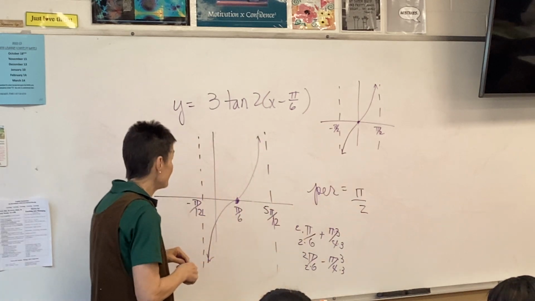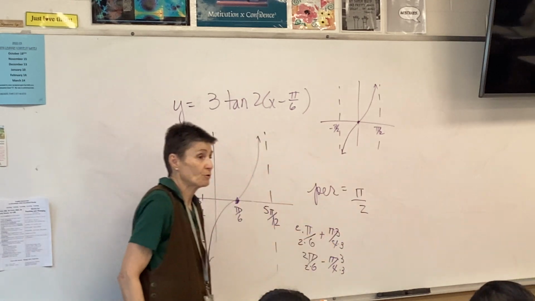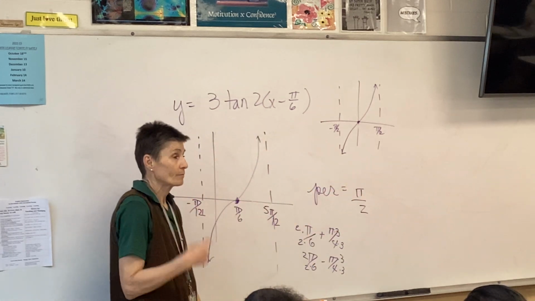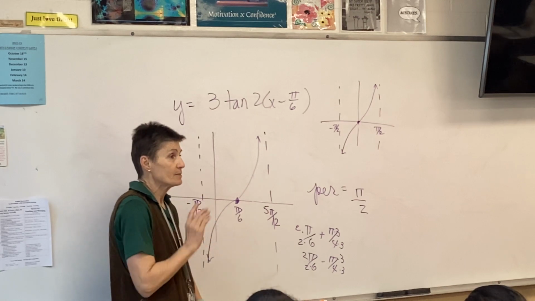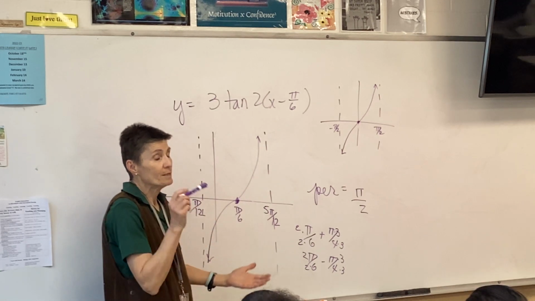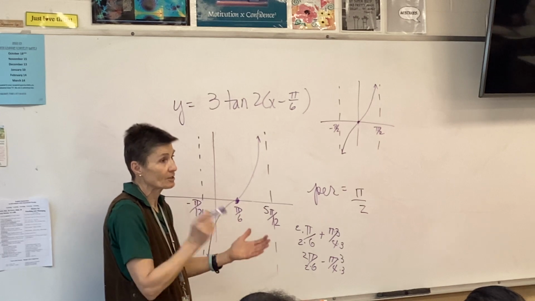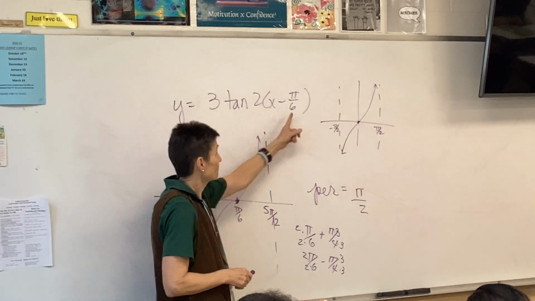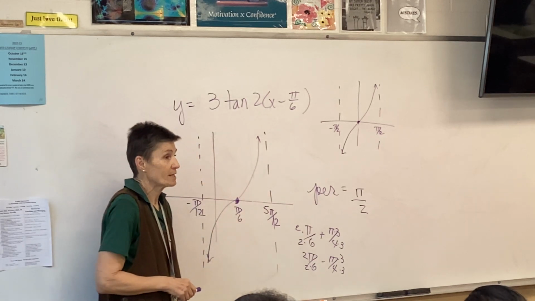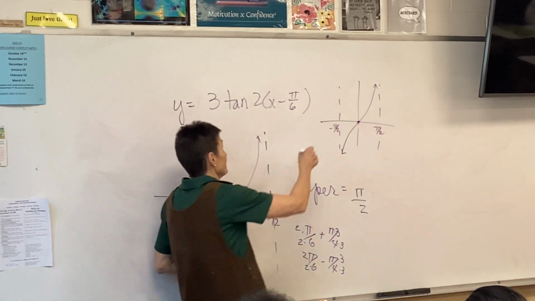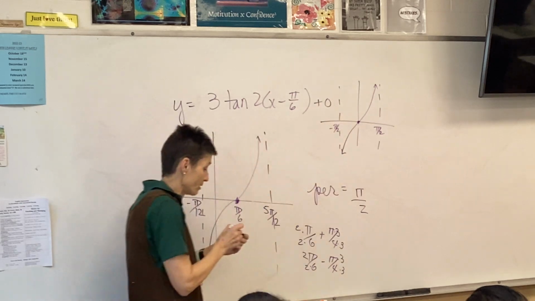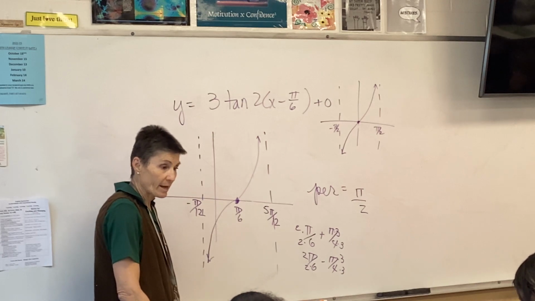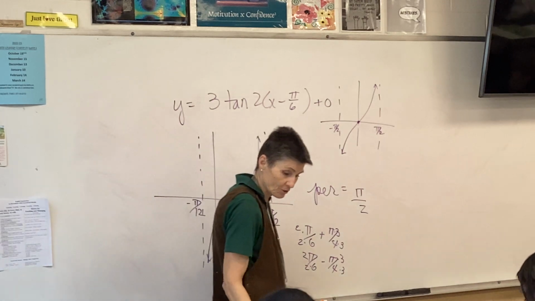Done. What's the period? Pi over 2. What's your frequency? 2 over pi. What's your amplitude? None. Tangents have no amplitude. Nothing has amplitude except sines and cosines. What's our phase shift? Positive pi over 6. And this one has 0 vertical shift because we didn't add anything to the end. Okay? So there you go. That one's already done for you.